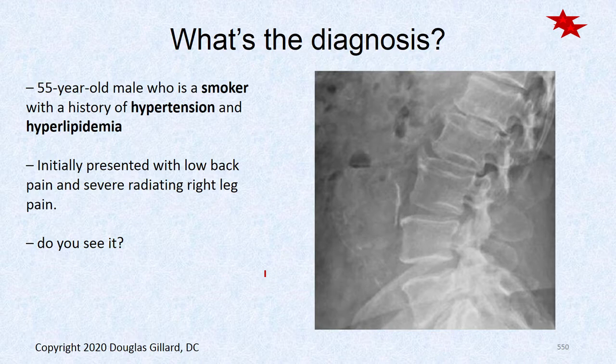A 55-year-old smoker has hypertension, hyperlipidemia, initially presented for low back pain with radiating leg pain. You took your standard chiropractic x-rays. Are you ready to treat this patient is the question. You ready to do grade 5 manipulation on them?